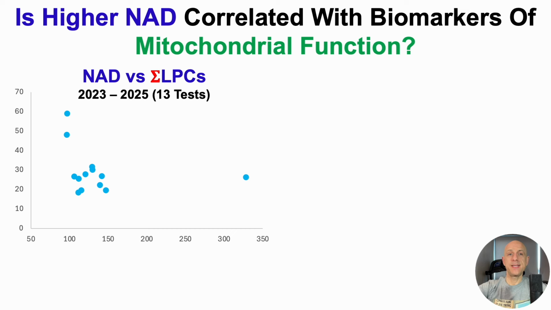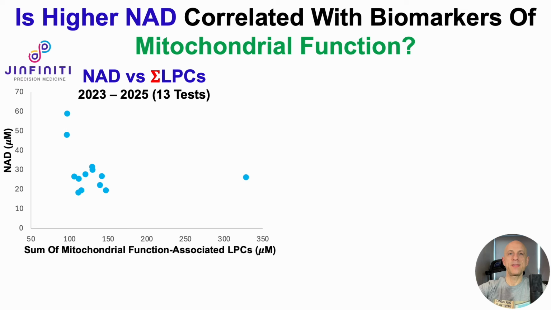So this is what we're looking at. This plot is NAD plotted against the sum of those 7 lysophosphatidylcholines. And note that I grouped them all together as one because they're all positively correlated with mitochondrial function in the same direction. So with that in mind, it makes sense to me to group them as one number rather than looking at them separately, where optimizing each of those 7 biomarkers may be harder to do than one singular number. On the y-axis, we've got NAD levels, again measured by Ginfinity, and on the x-axis, we've got the sum of these mitochondrial function-associated LPCs, again tracked with Iolo's kit.